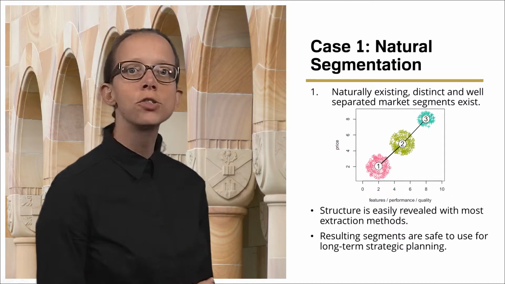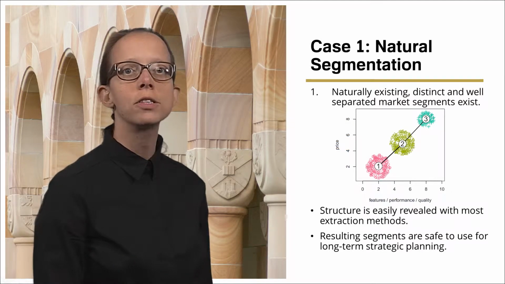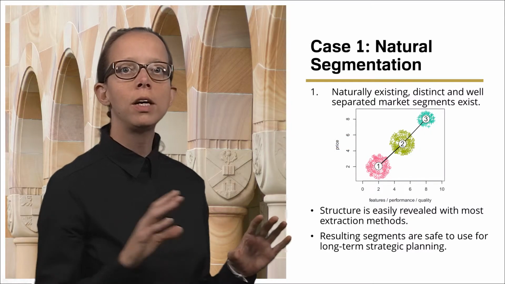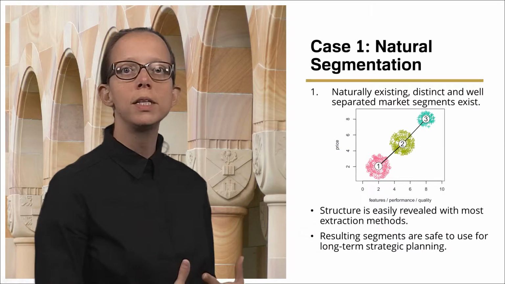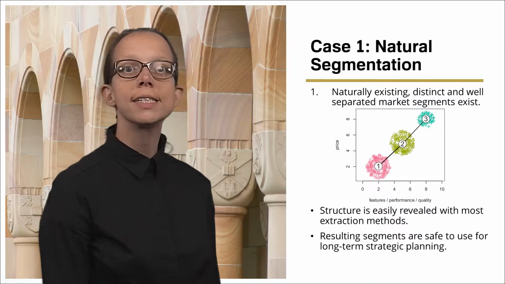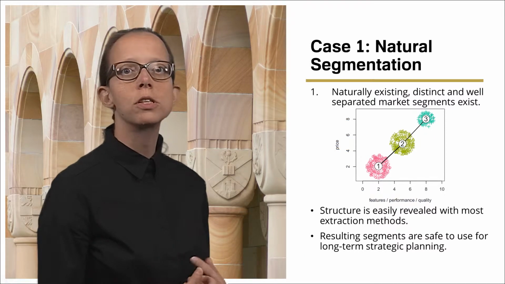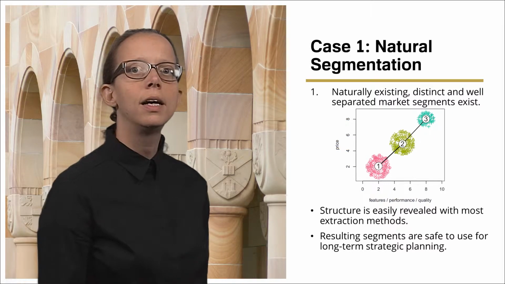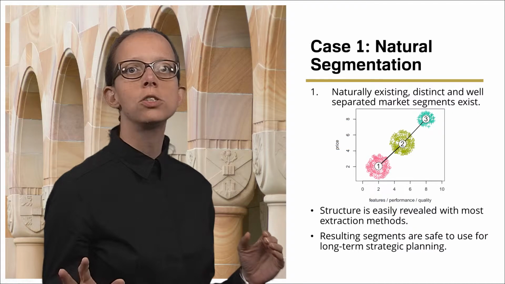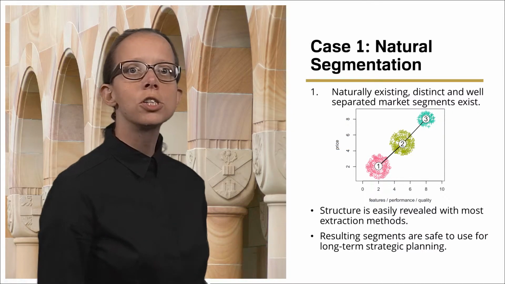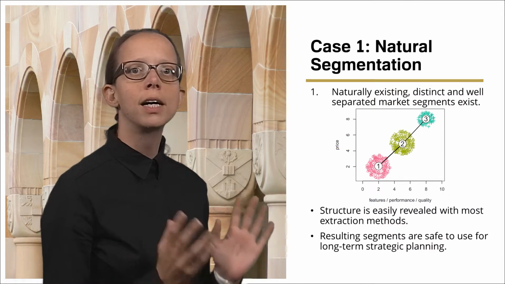Case 1 is that of naturally existing distinct and well-separated market segments. The figure you see here illustrates such a case. We have three very distinct market segments. They are well separated because no people are located between the segments. We refer to this case as natural market segmentation. Natural market segments are easy to find by most extraction methods and, importantly, the same solution emerges if the calculation is repeated. Natural market segmentation solutions are very stable. As such, they can be safely used as the basis of long-term strategic planning and the development of a customized marketing mix.